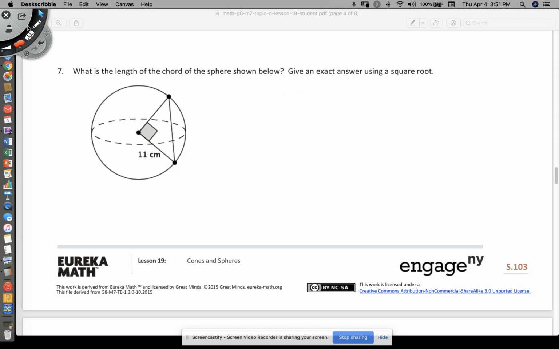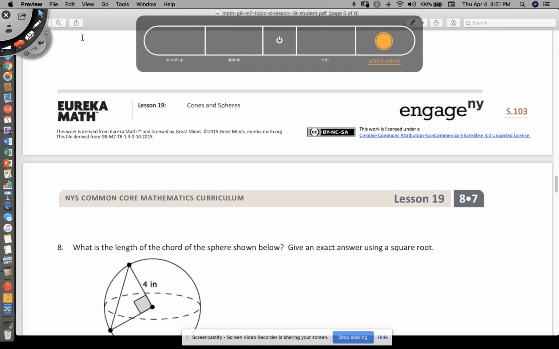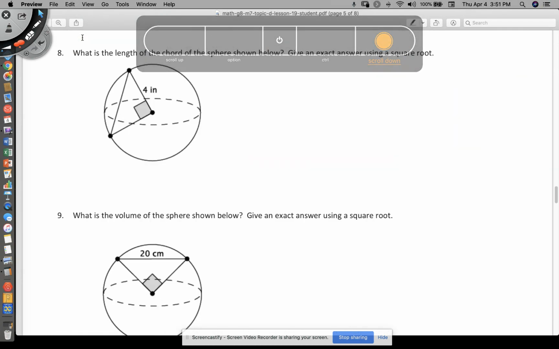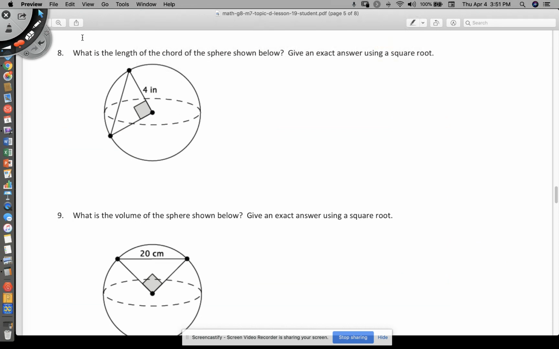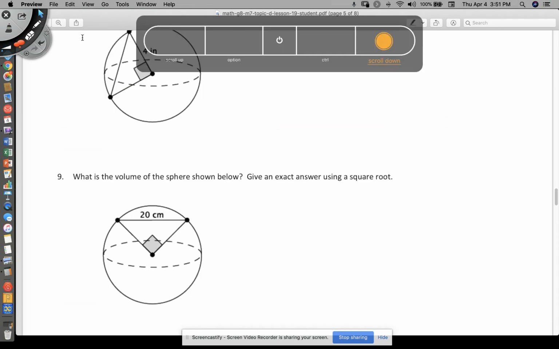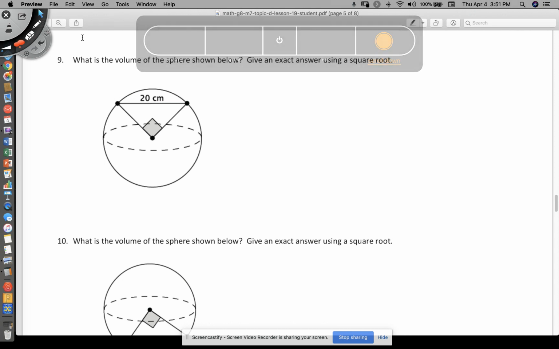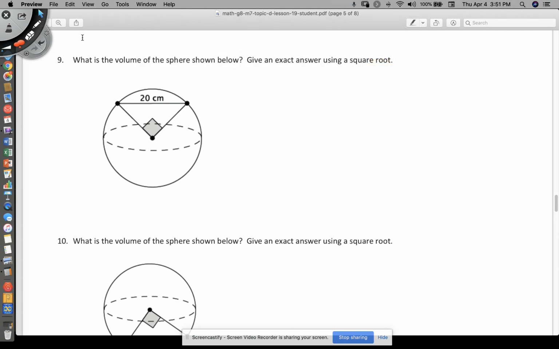All right, so the next one here, we have 8 and 9. I'm going to let you do 8 on your own. If you need to pause the video, I'm going to do 9, and then you guys are going to do 10 on your own. So number 9 here, it says, what is the volume of the sphere?